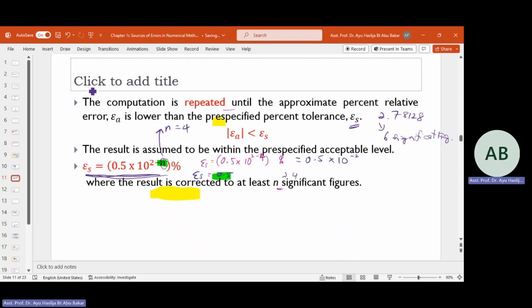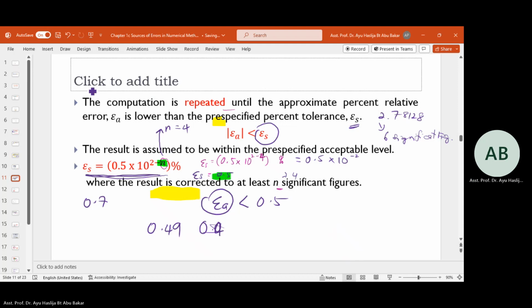Now you should calculate your EA below 0.5. Meaning that you should calculate the EA until, let's say, you get the highest 0.49, then only you can stop. If you calculate the EA and get 0.7, you need to proceed with your calculation until you get lower than 0.5. So ES over here is the condition for when you should stop your calculation of error.